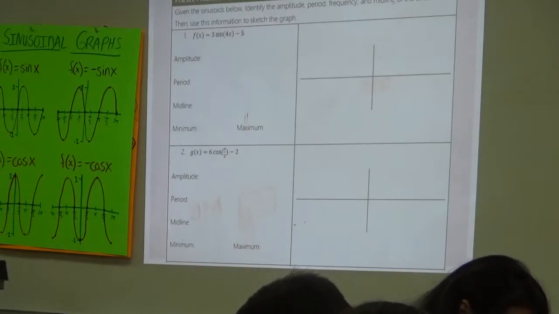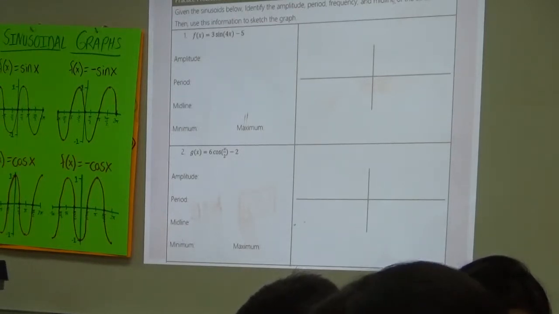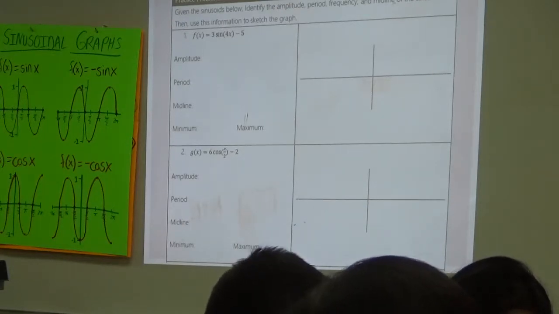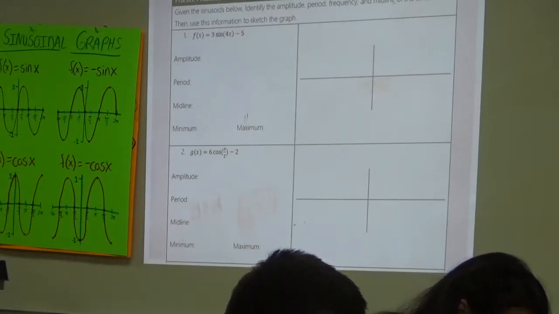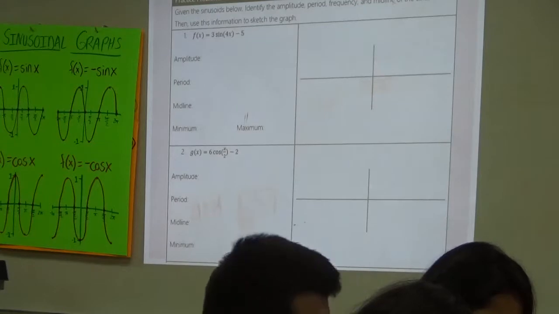Lovely. And so what are you going to label right here? This is your x-axis. This is going to be your pi, pi over 2, or 1 pi over 2. Yeah. The only thing is where you label that.